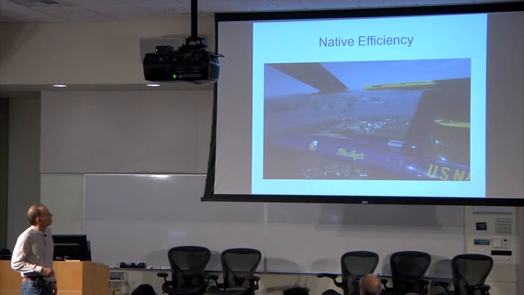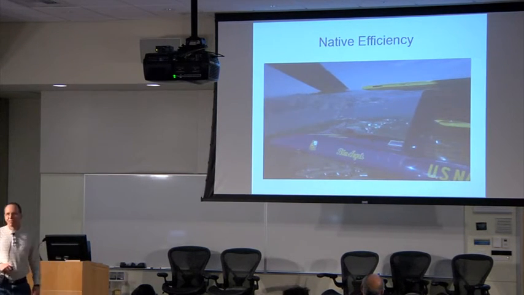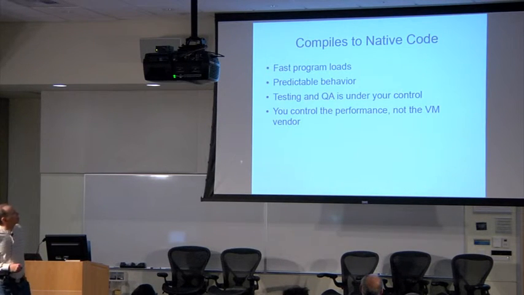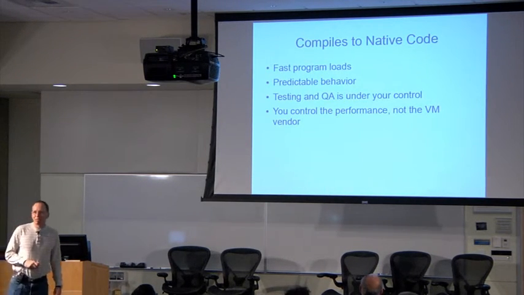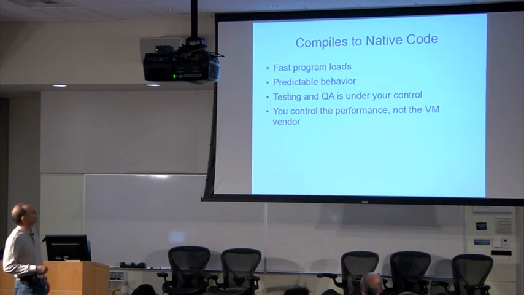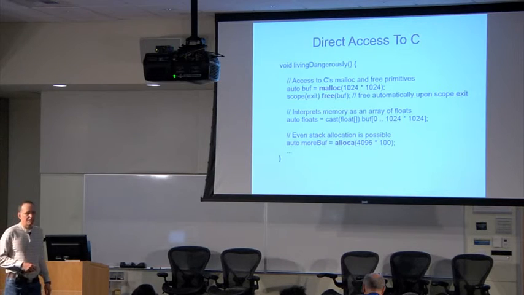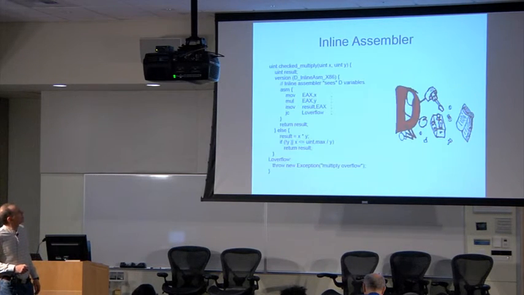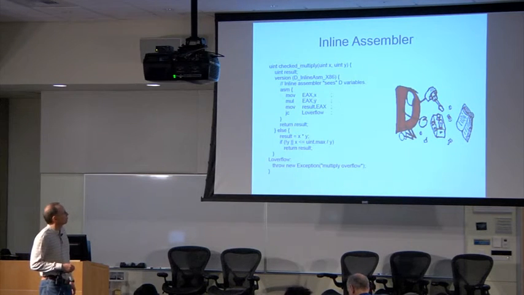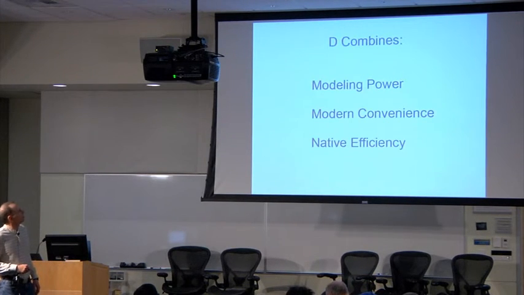Okay, the next thing we've got is native efficiency. This argument's been going on the whole conference, so I guess we don't need to continue with that. D has direct access to C, including malloc, free and even alloca. Let's allocate off of the stack. It has an inline assembler, so you can do a checked multiply. For x86 inline assembler, you can do it this way, or you can do it the slow portable way, and throw an exception if it overflows.